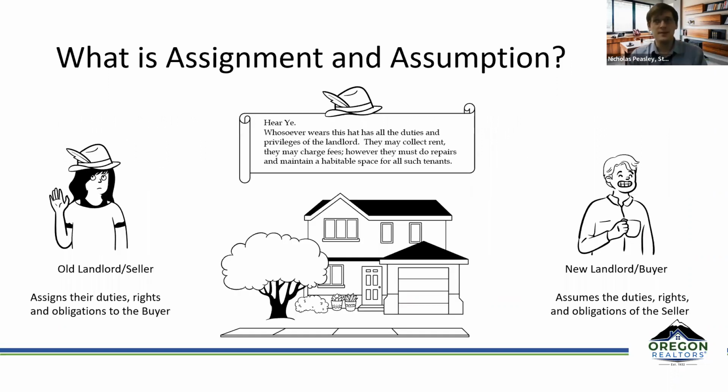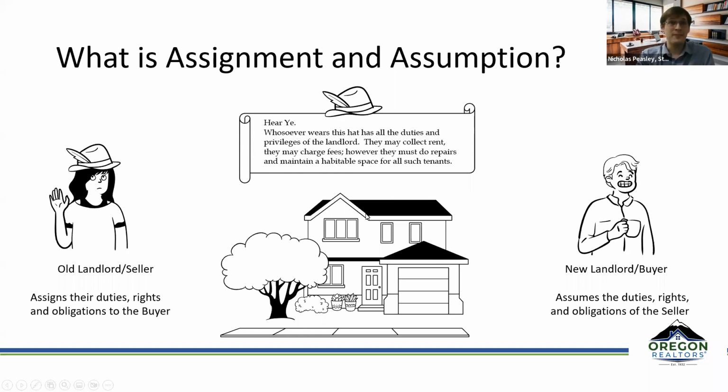When we talk about assignment and assumption, apologies for the childish example here, but this is the best and easiest way to understand it. When you are a landlord, it's a hat. The hat gives you all the duties and the privileges of being a landlord. You can collect rent, you can charge fees, late fees potentially, but you also have to keep the property habitable, and you have to repair stuff when it goes wrong.